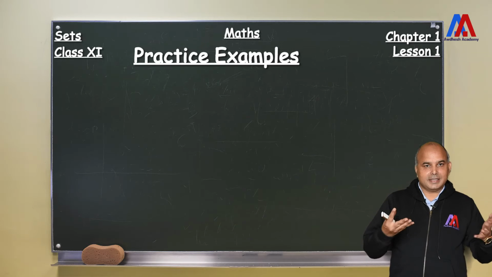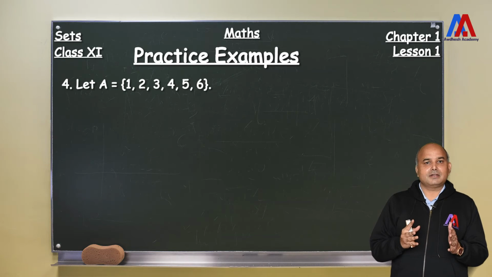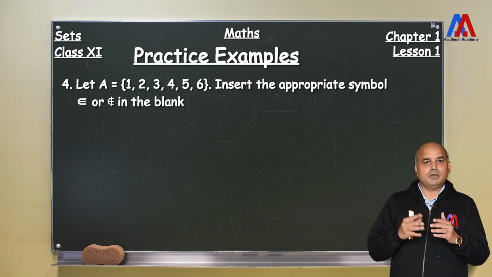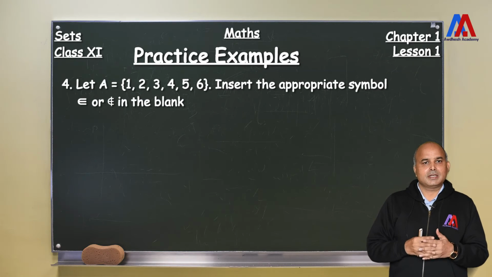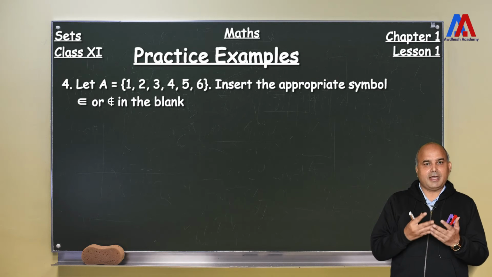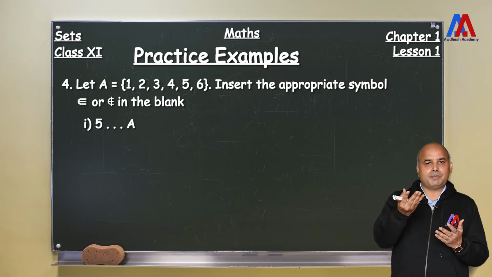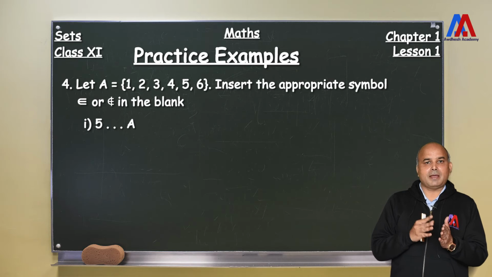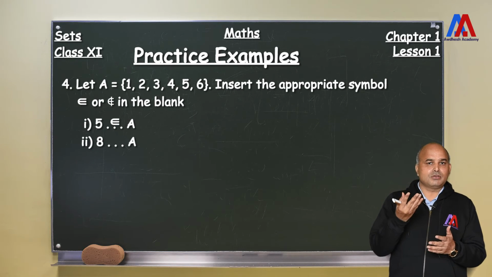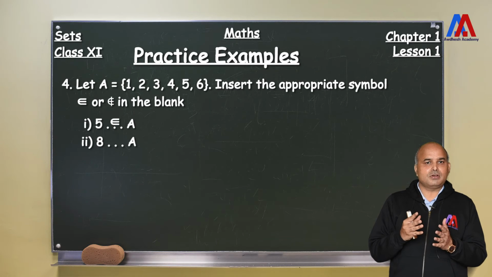Now let's take the next question. Here is a set A whose elements are 1, 2, 3, 4, 5, 6. We have to answer the questions by putting the symbol epsilon or epsilon-not in the blank. Let's take the first one, 5. We can easily see that 5 is part of the set A, and therefore 5 belongs to A, so 5 ∈ A. Let's go to the second number, 8. We can see that 8 is not in the set, and therefore 8 does not belong to A, so 8 ∉ A.